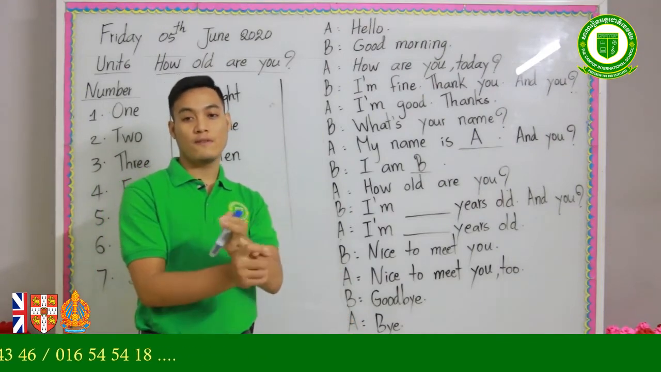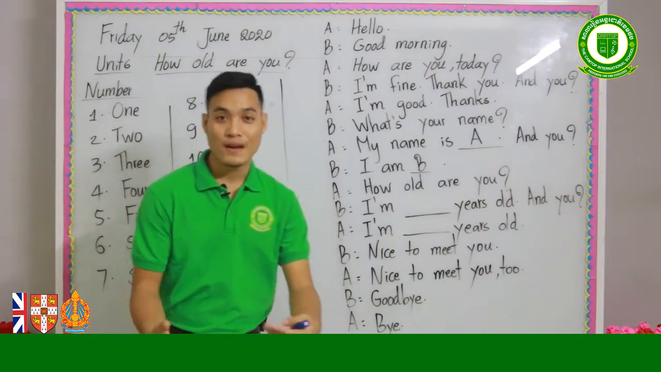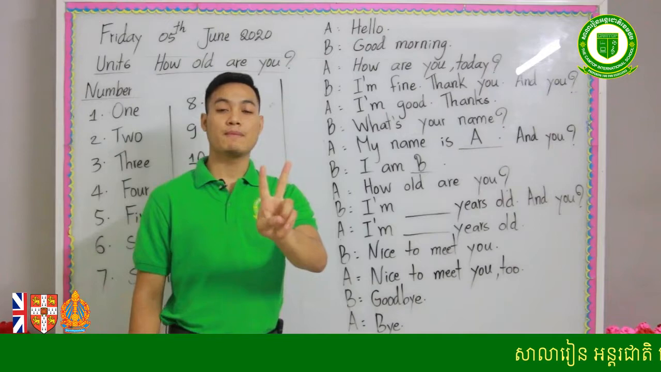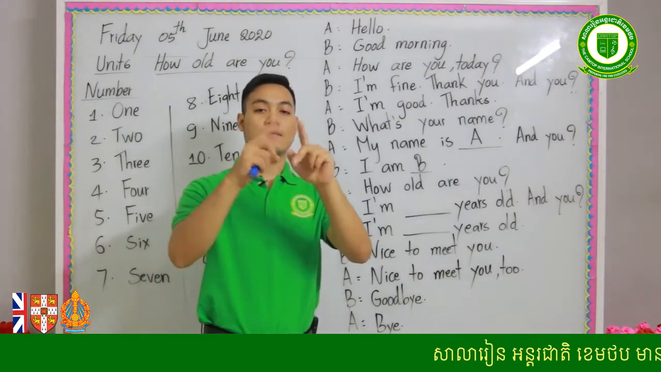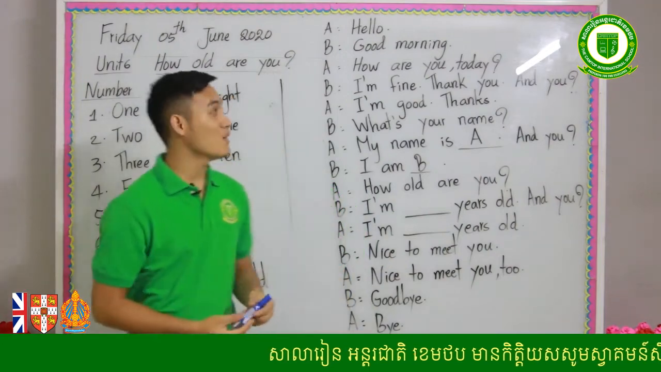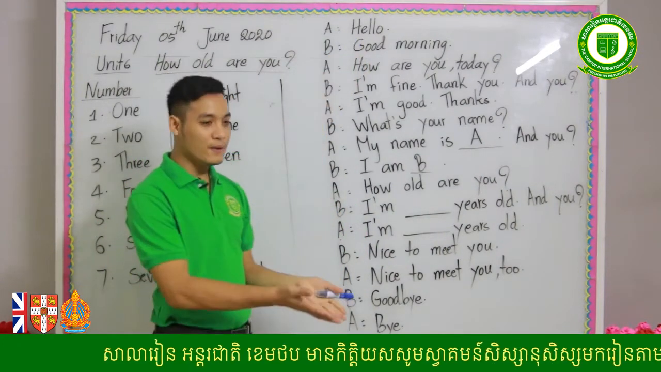unit 3, unit 4, unit 5, unit 6 together. Okay. So join with teacher. So this is the conversation between two people, Mr. A and B. Okay. So go together. So Mr. A come here. Mr. A say hello.